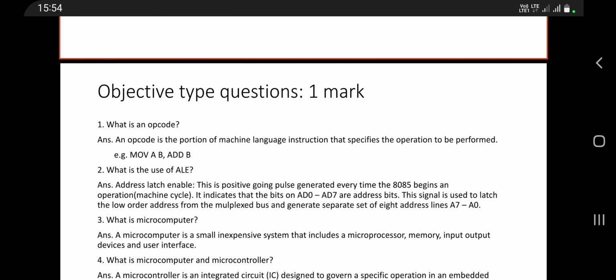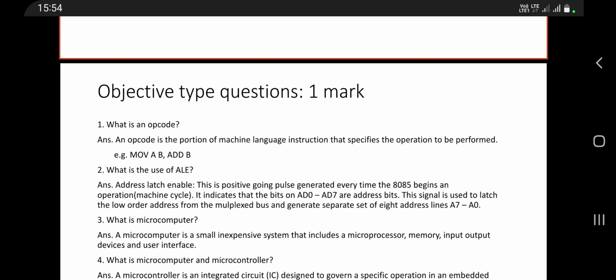So the first question is, what is opcode? As you all know, the opcode is a portion of machine language instructions that specifies the operation to be performed. For example, ADD B, MOV A,B.